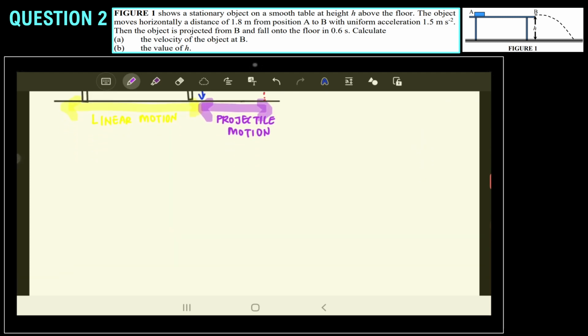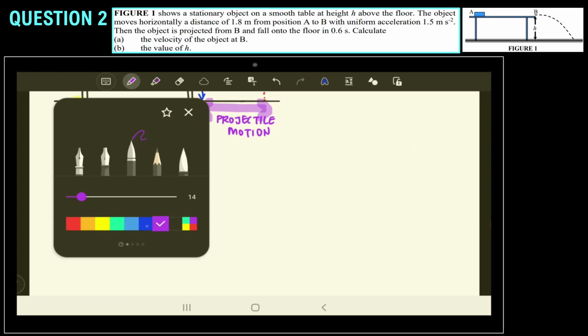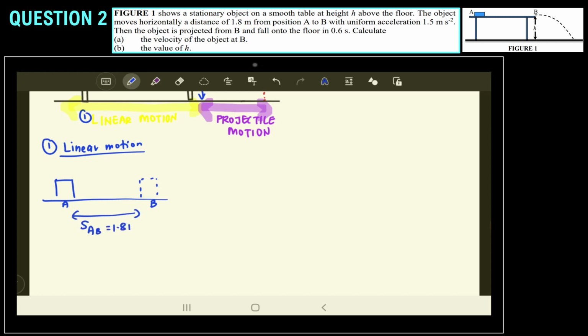Okay, now let's move to the first part, which is linear motion. I think I will use the blue color for the linear motion. Sorry, because the yellow color you cannot see what I want to write. So the first one, this is first, linear motion. You know that the block is here from point A to point B. So this is the linear motion, and here AB is given as 1.8 meter.